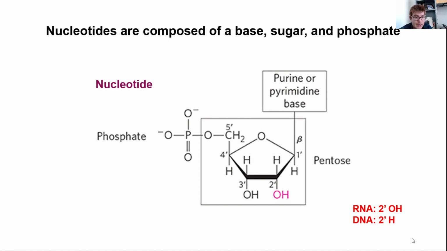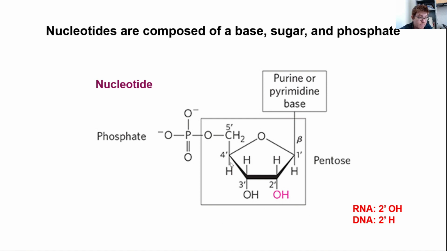Now, it's important to recognize that the nucleotides of RNA and DNA are different, and the way in which they are different is in the 2' position of the sugar. So in RNA, the 2' position contains a hydroxyl group. That would be standard for the sugar. But in DNA, this hydroxyl group has been replaced by hydrogen. And so that is actually the defining difference between RNA and DNA nucleotides, is what's going on at this 2' position.